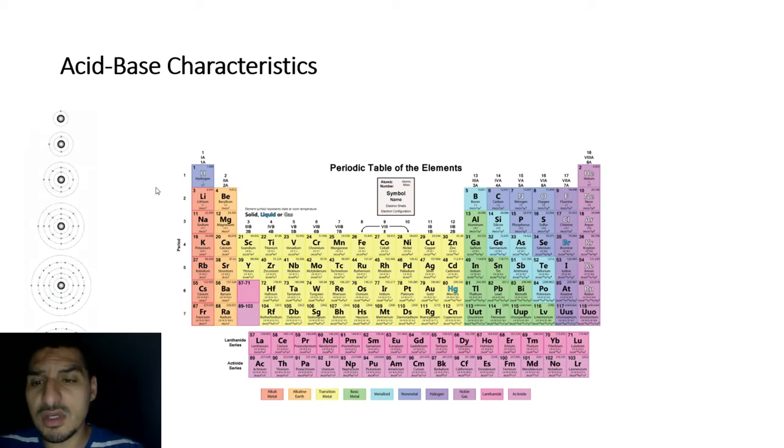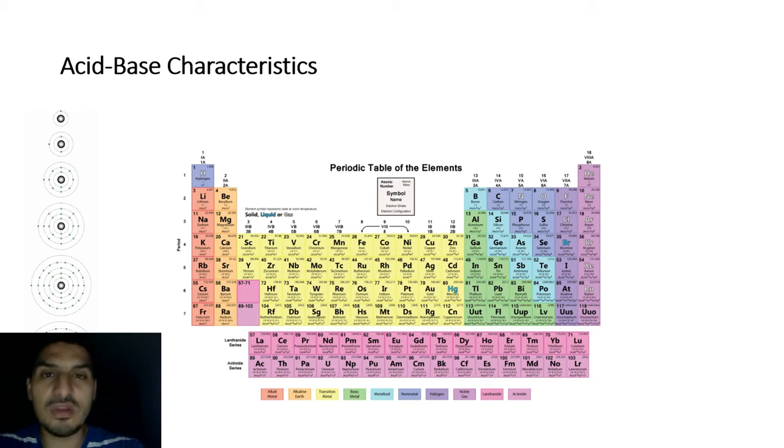for each group you have rows, and for each row you have one more energy level that is forming. So I have here one electron in the first energy level, and then one in the second, one in the third, the fourth, fifth, and so on. So in the previous video, we mentioned that the change of the properties was based on the change of the number of electrons in the outermost energy level.